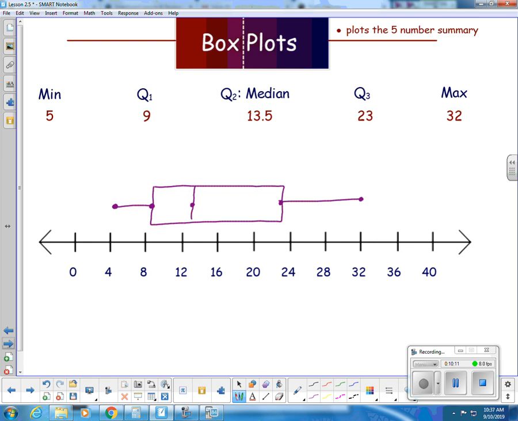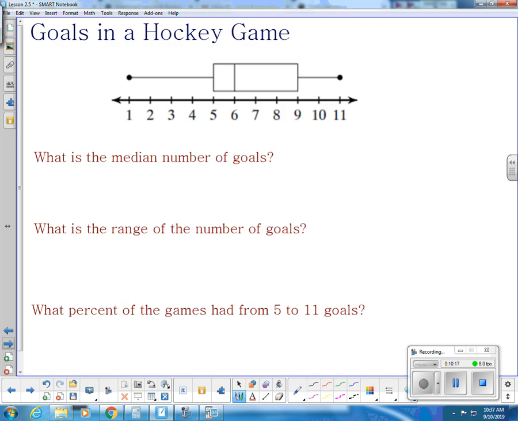All right, let's try one. What's the median number of goals? 6. What's the range? 10. Range is just high minus low. What's the percent of games from 5 to 11? 75. We kind of did one like that already. All right.